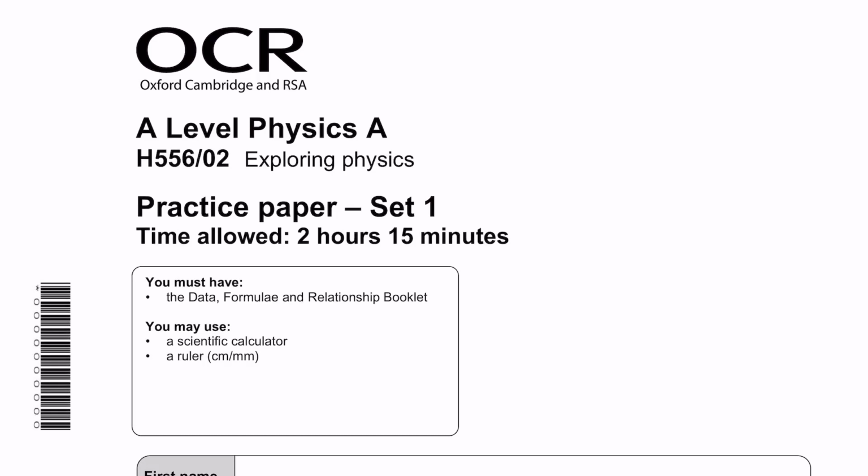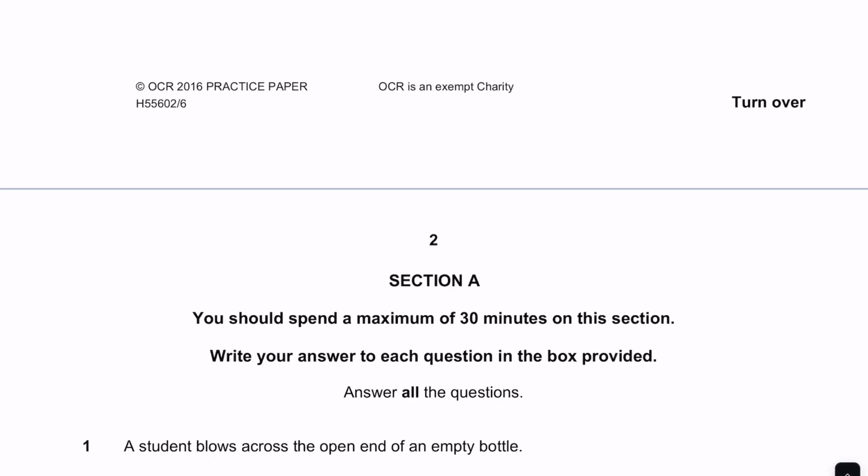I'll be walking you through the second paper of OCR Physics A, following my first paper of the series of Set 1 papers. And so let's dive right in.